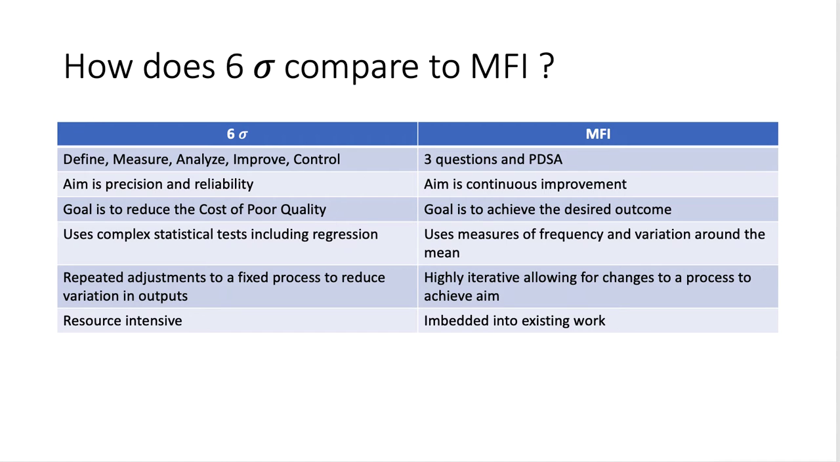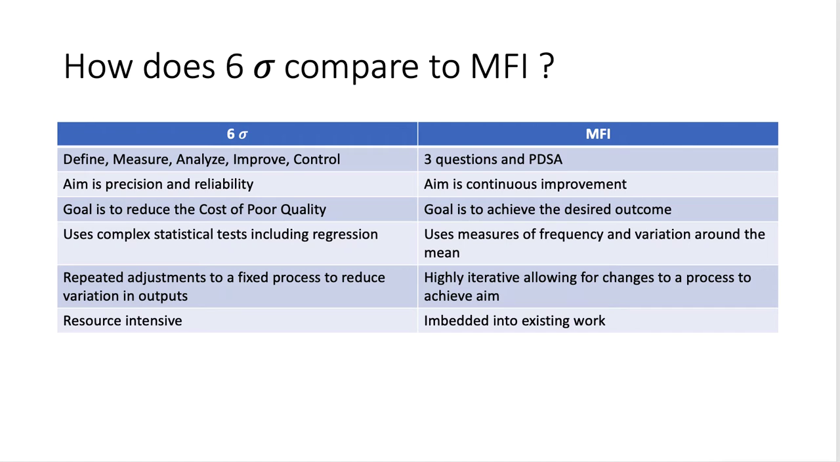So there you go. So how does Six Sigma compare to the model for improvement from IHI, which is CQI, or quality improvement? And there is just a chart that shows it to you. With Six Sigma, we define, measure, analyze, improve, and control. MFI has the 3 questions that you learned about in the open school, followed by PDSA. So defining exactly what is it we're trying to improve, and then going through an experimentation cycle, plan, do, study, act. And that, by the way, is iterative.